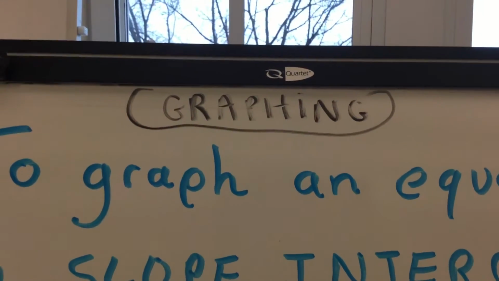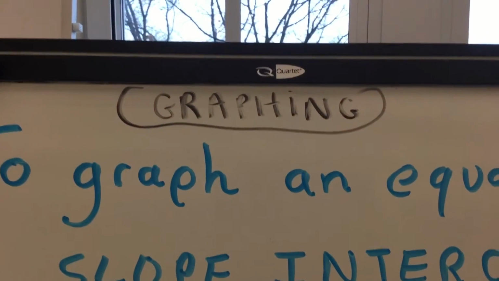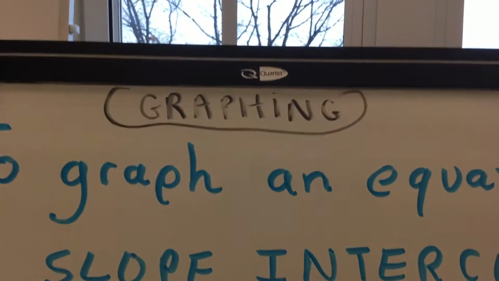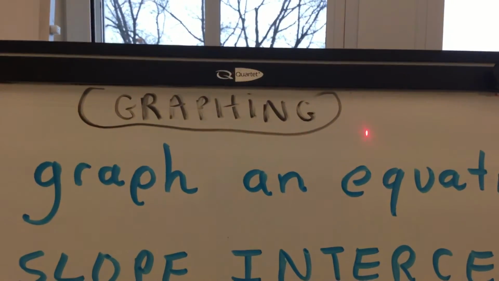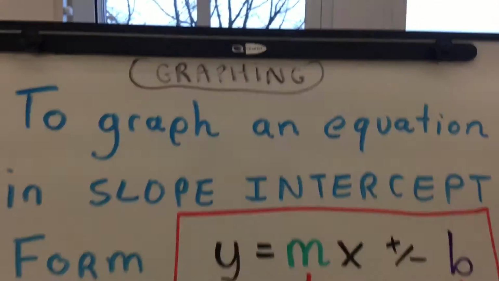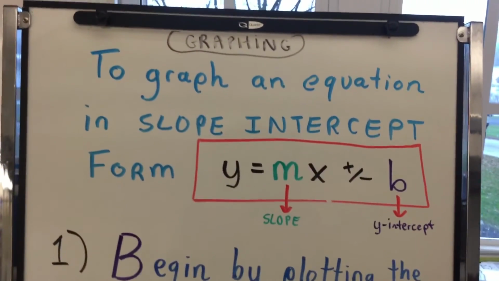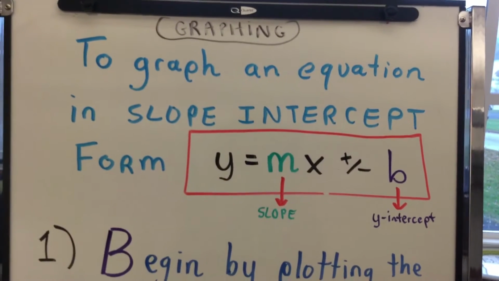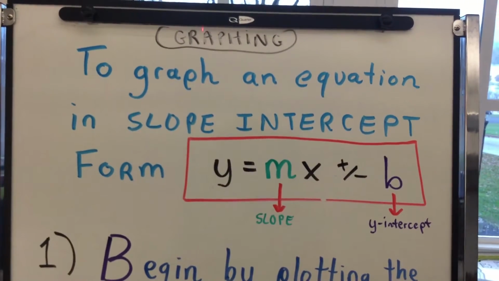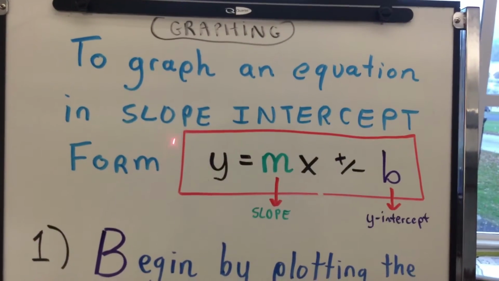Hello students, and welcome to Graphing 101 with Mr. Small. So, we're going to talk about how to graph an equation in slope-intercept form. Now first of all, you need to know what slope-intercept form is in order to graph it.